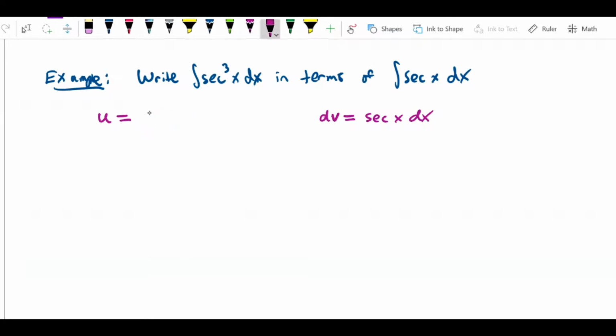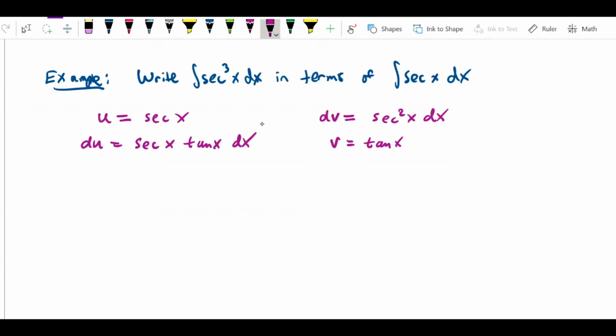So instead we're going to write u equals secant x and dv equals secant squared x dx. That's because secant squared x just has a really, really easy antiderivative, which is tangent. And so this is going to be du. The derivative of secant x is just secant x tangent x dx.